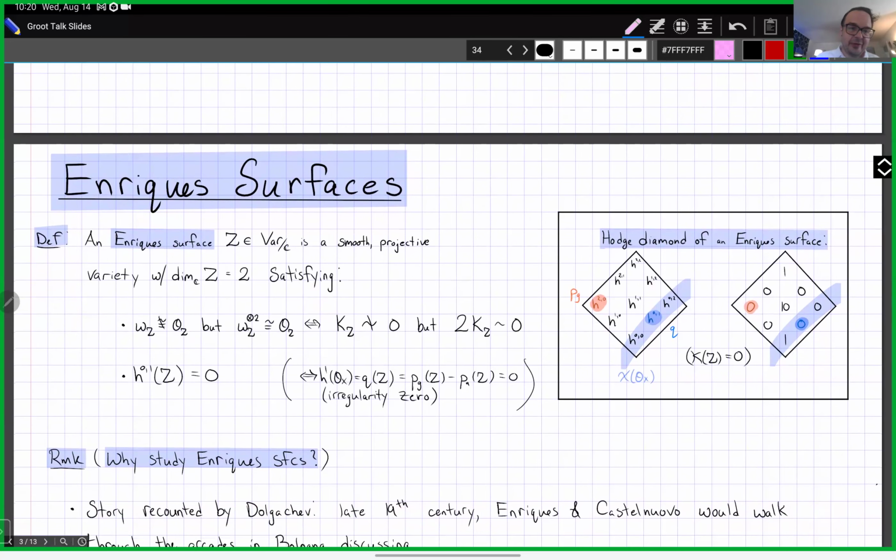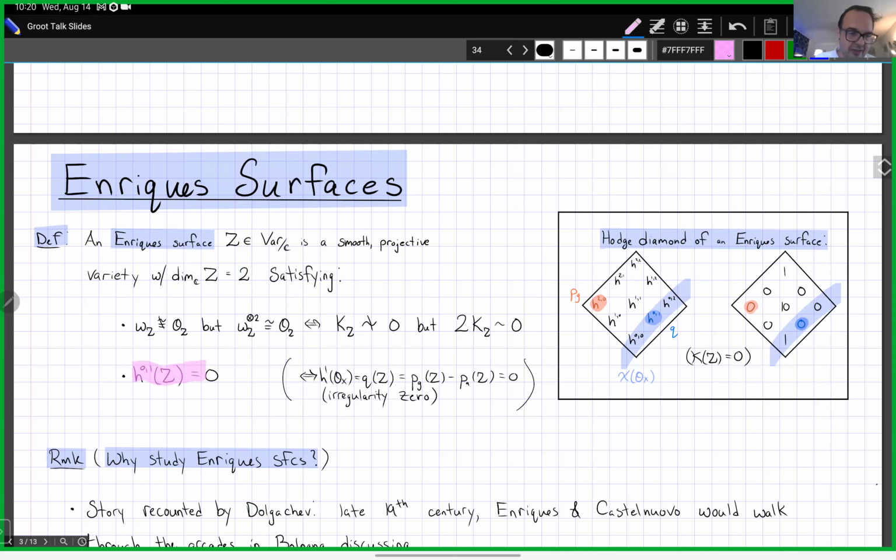All right, so let me tell you what an Enriques surface is. So we're looking at varieties over the complex numbers, which are smooth, projective, two-dimensional, so they're surfaces. The main property is that the canonical bundle is non-trivial, so omega Z is not isomorphic to O of Z, but the second tensor power of the canonical is trivial. And so you can phrase this in terms of divisors. The canonical divisor is not numerically equivalent to 0, but twice that divisor is.